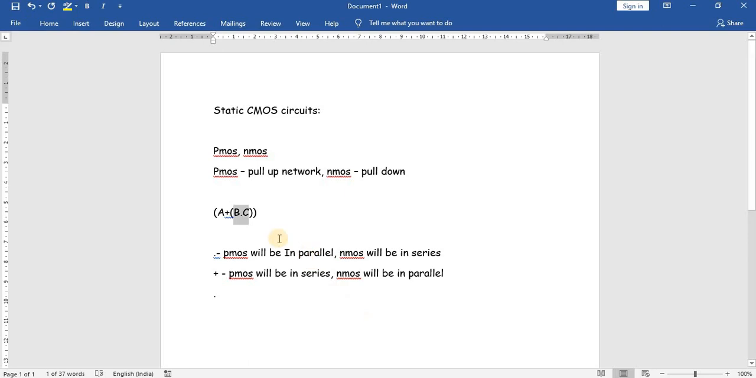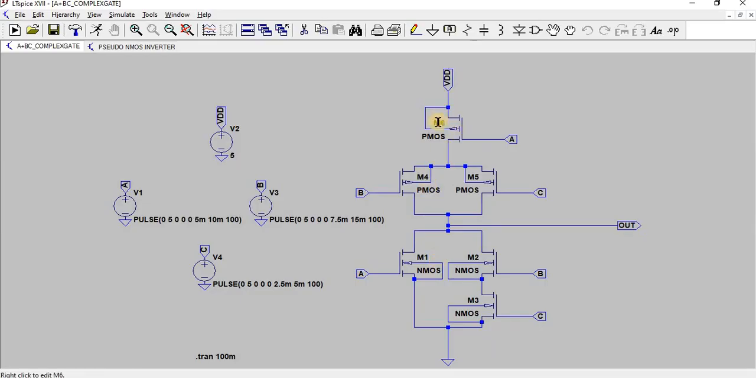Then we have implemented the BC, then plus A. Plus means the PMOS will be in series, so you can see here that A is in series with the BC. In A plus BC, BC is a dot, so it is parallel, and A is a plus, so it is in series with your BC, whereas in the NMOS it's complementary, so A is parallel with both B and C. So this is how you can design a complementary function.